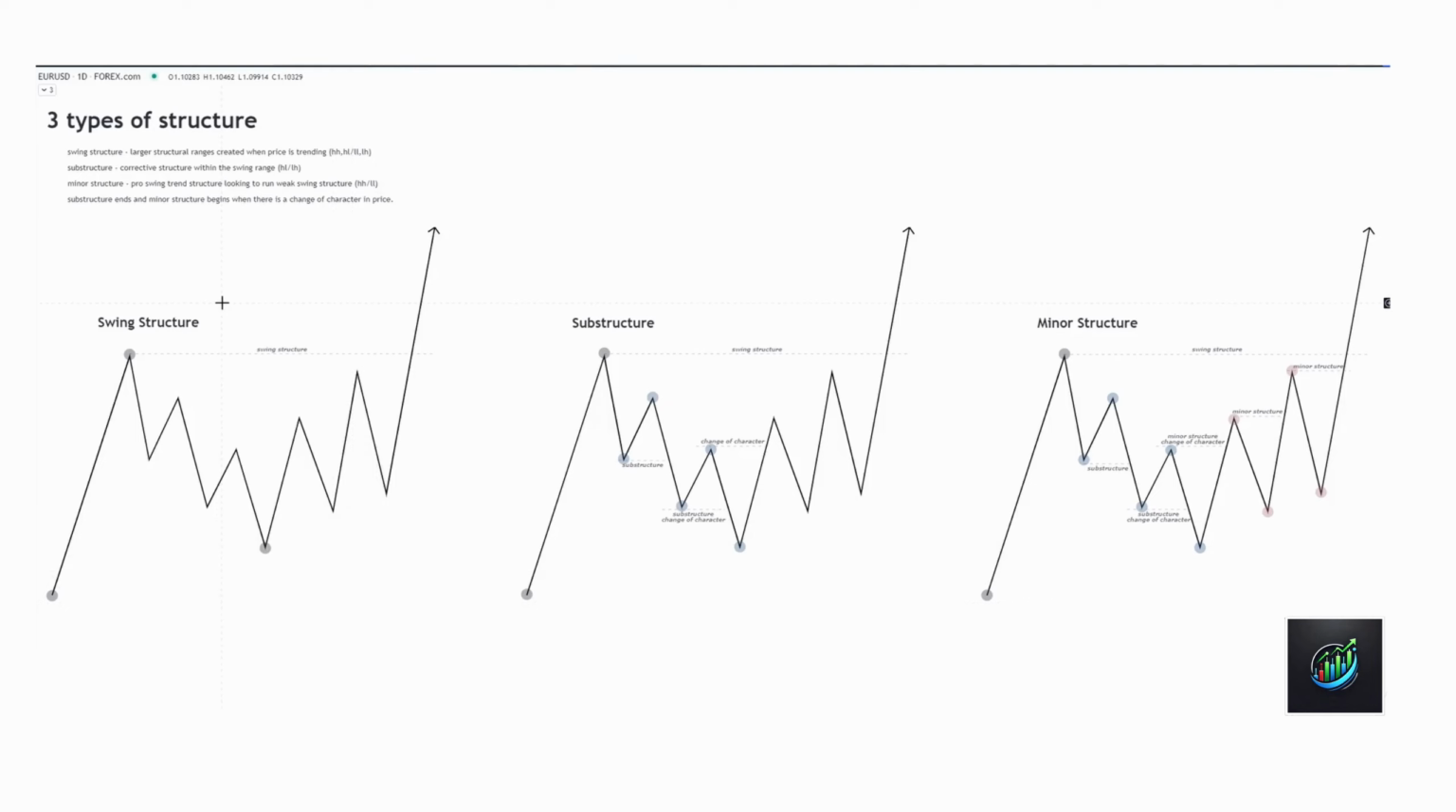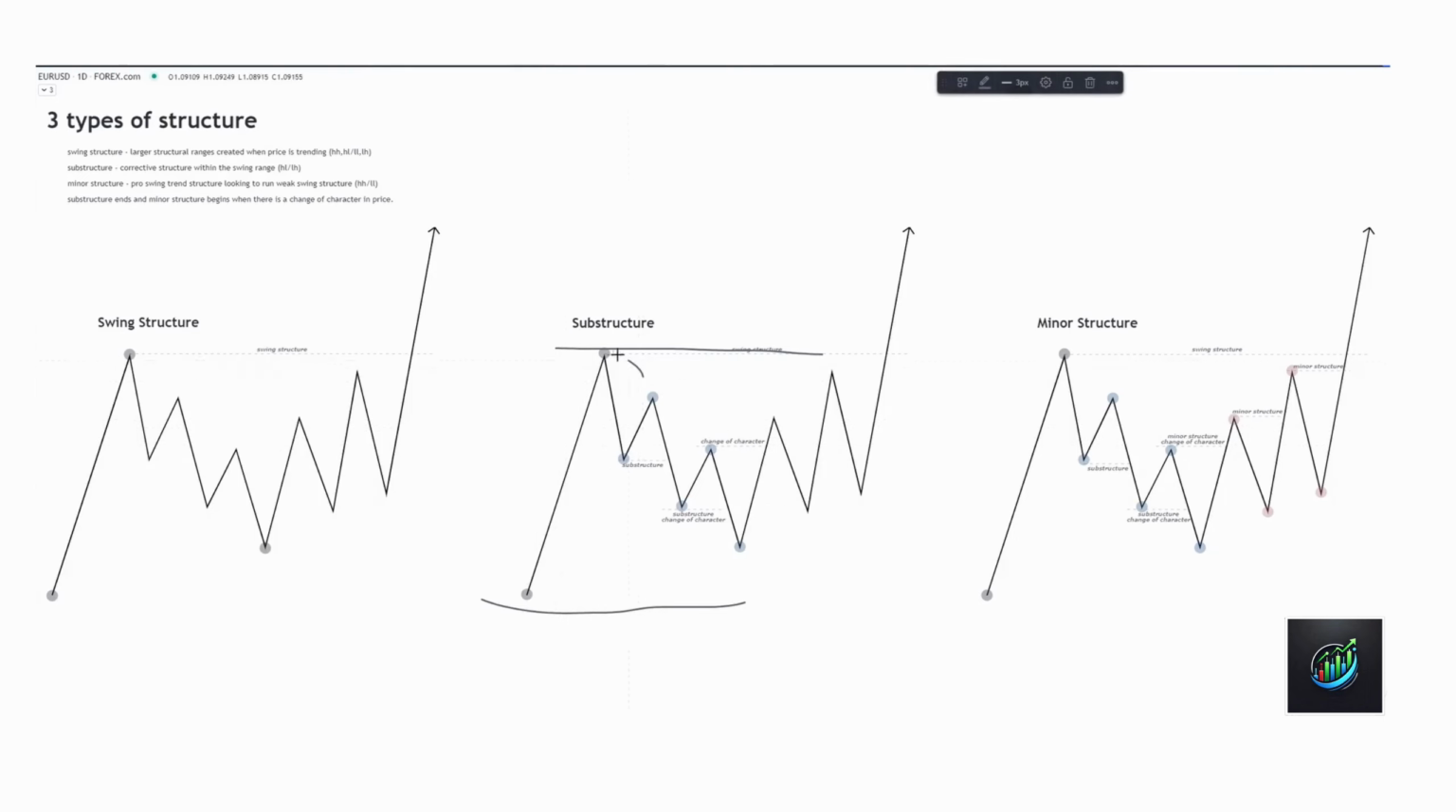And ultimately, what swing structure is going to allow us to do, especially from a higher time frame perspective, is give us an overall bias and an overall structure to work with in understanding where price is likely to go. Now we can move on to what substructure is. I had mentioned briefly what substructure was in the previous videos, but more specifically, it's the corrective structure within the overall swing range. So as we can see, our swing range is between this low and this high, and any price action that happens within the low and the high of the swing structure would be considered substructure.